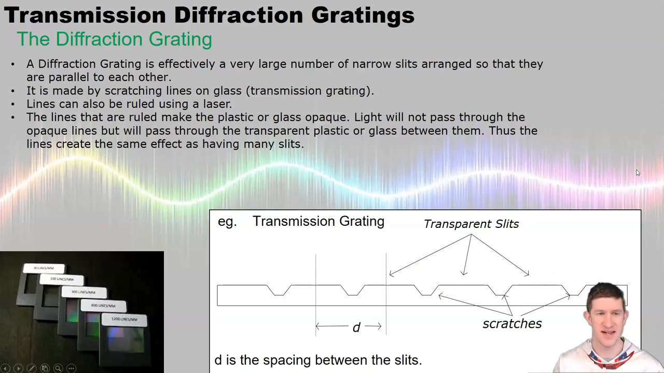The lines that are done make the glass or plastic opaque. So light doesn't pass through these lines, but it will pass through the transparent plastic or the glass in between them. So the lines create the same effect as having lots of different slits.